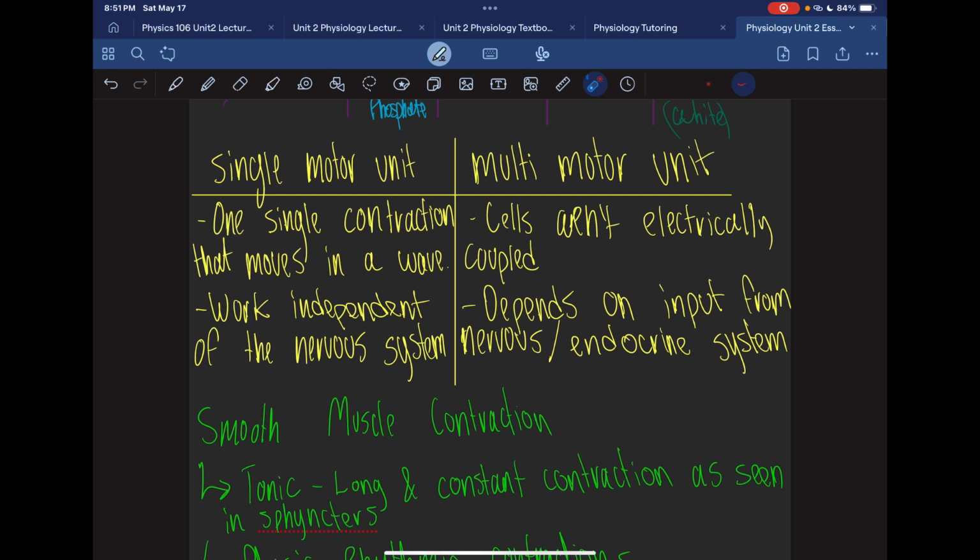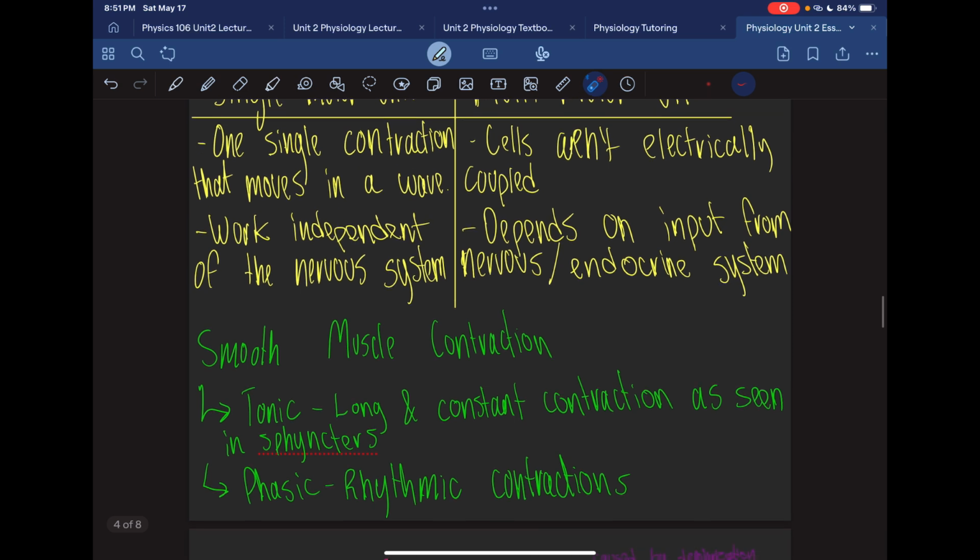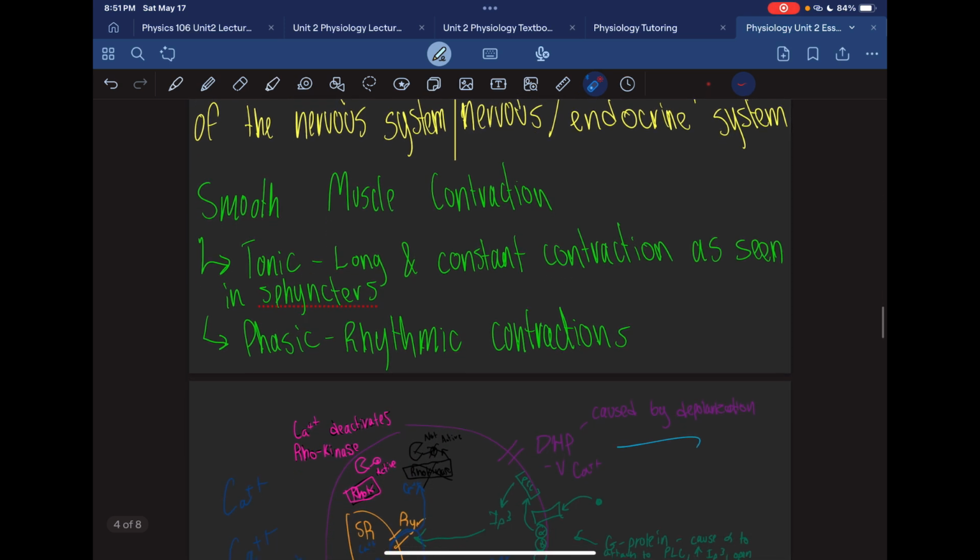Multimotor unit. These cells aren't electrically coupled like we see in the single motor unit. These require different stimuli to work down these different units for us to see these certain things happening in our bodies. So it really depends on the input from and information from our nervous and endocrine system.